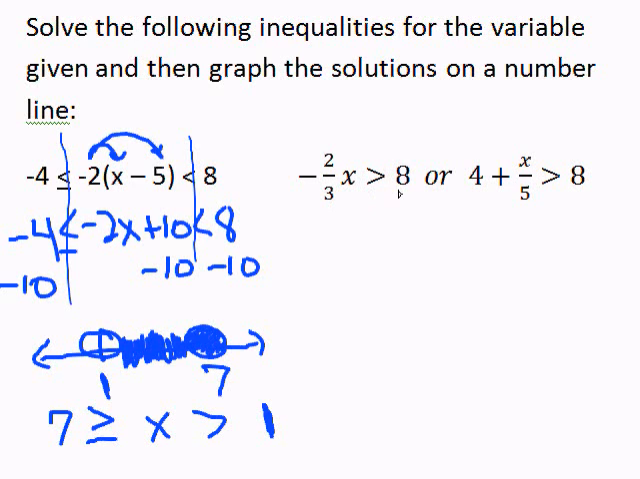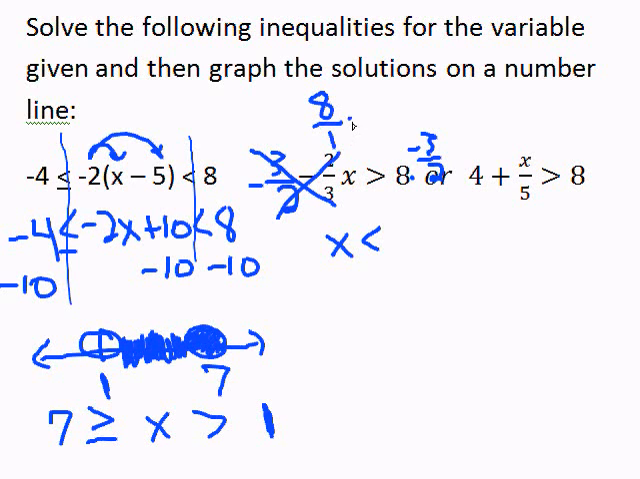Negative 2/3 x is greater than 8. To get rid of the negative 2/3 on x, we're going to multiply both sides by a negative 3/2. So the negative 2/3 and negative 3/2 cancel, giving me x, and since we multiplied both sides by a negative, the inequality flips to less than. And I'm going to clean this up a little bit.